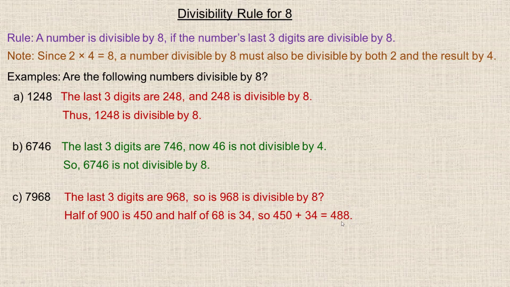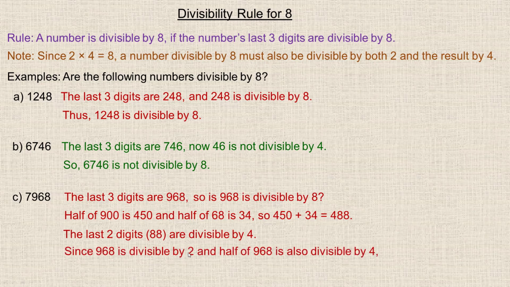So it's really just to look at the 488 now and see, is that divisible by 4? The last 2 digits, the 88, would be divisible by 4, because 4 goes into 8 twice and this twice. So it would be 22 if we were to divide it by 4. So since 968 is divisible by 2 and half of that is also divisible by 4, then that means that the original 7,968 must be divisible by 8.